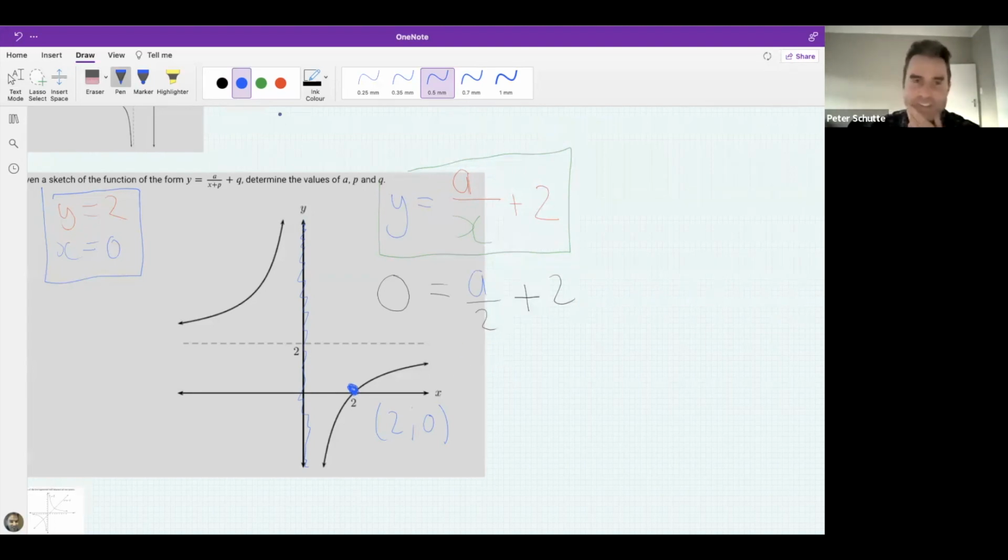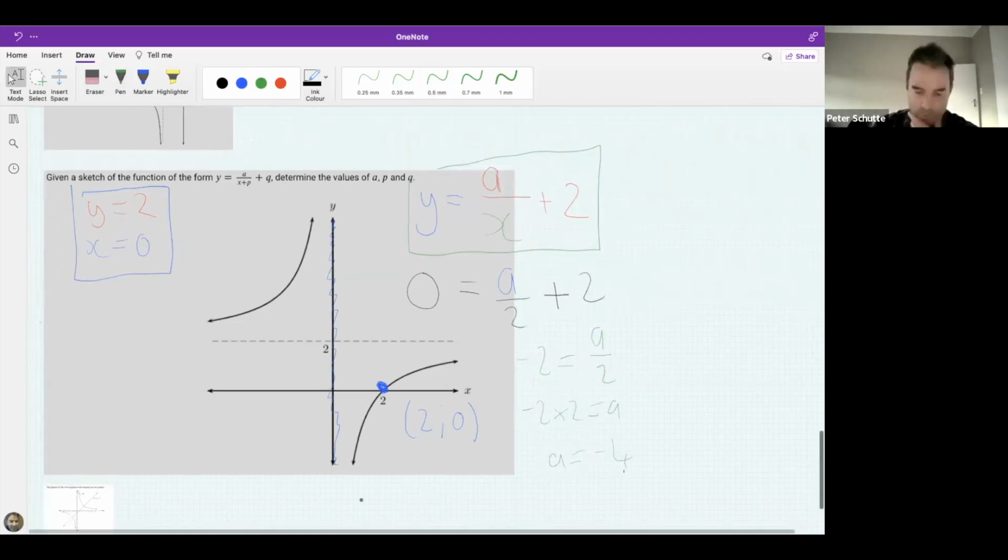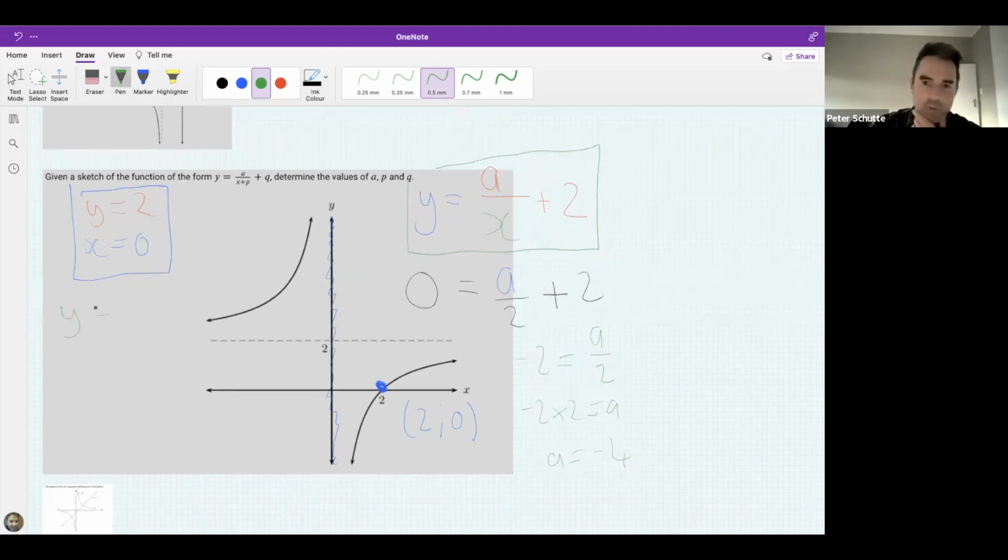That was fantastic. So to finish this off, I'm just going to move that across. So I get minus 2 equals A over 2. And I multiply both sides by 2. And then I get A is minus 4. And so the equation of this hyperbola is y equals minus 4 over x plus 2. Yes. Yay, look at us. We are winning.